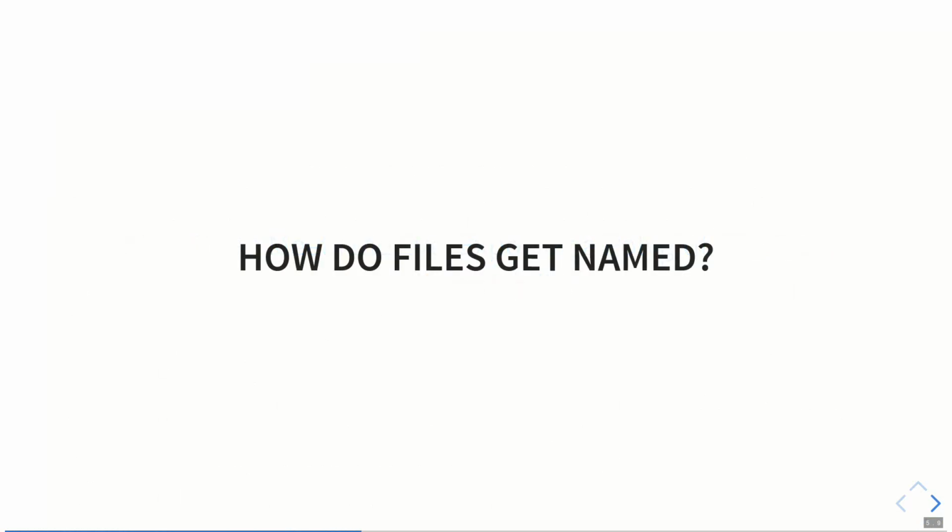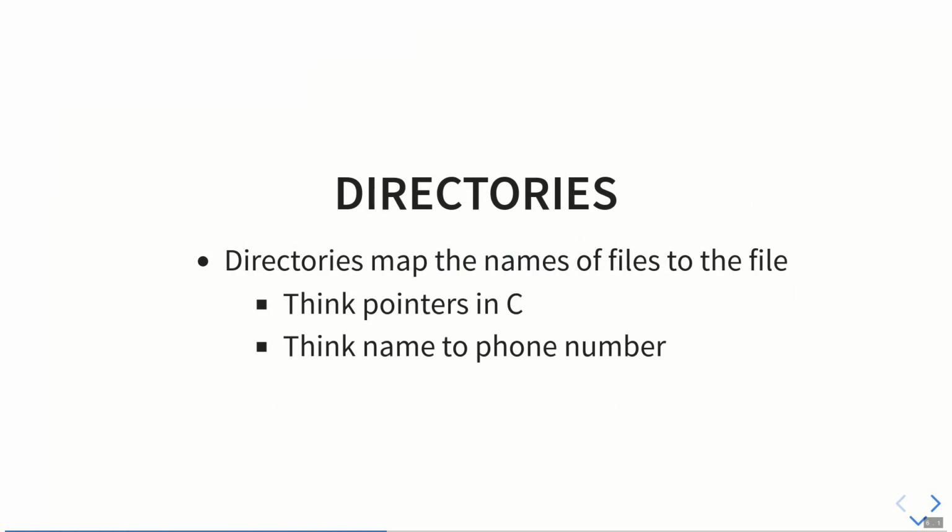Okay, so a very good prescient question from your colleague: how do files get their names? If the file name has nothing to do with the actual contents, how do they get their names? They get their names through directories. If you read the Unix time-sharing system paper, they talk about the hierarchical file system and the directory structure. Directories are really just things that map names to files, the actual file. You can think of this like pointers in C, where the name is the pointer and the file is the actual thing being pointed to.